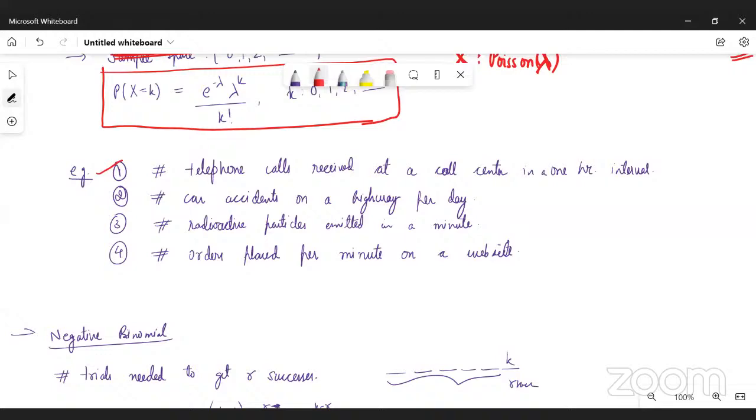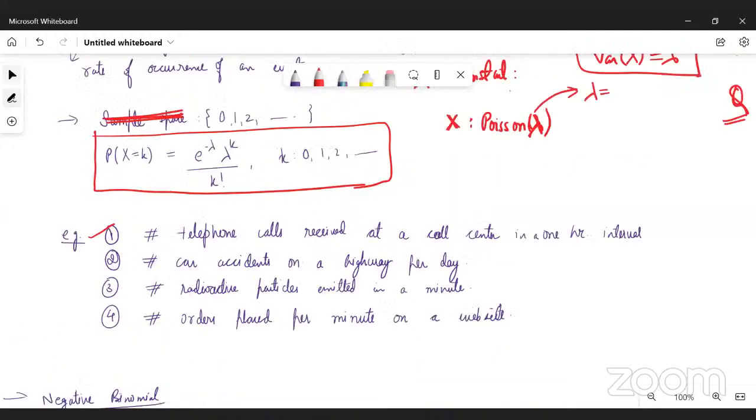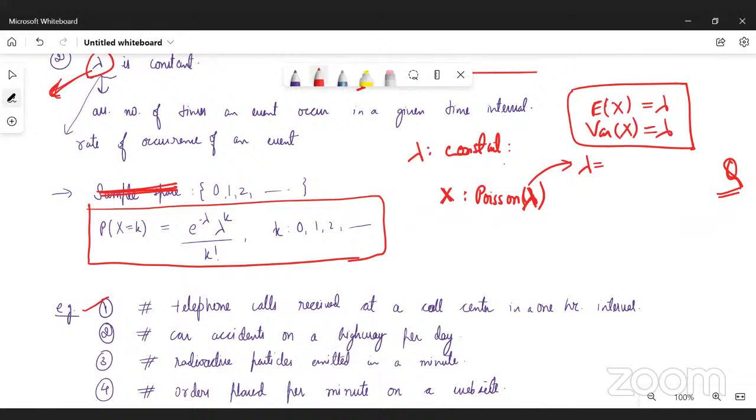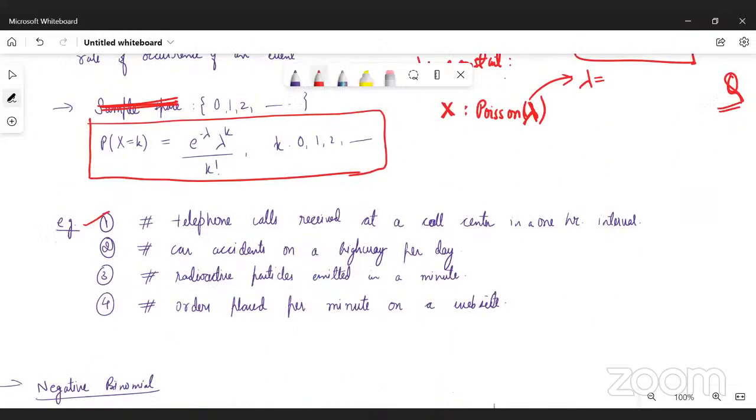So do you want to see some problems on Poisson distribution? No, ma'am, please move forward because we have wasted a lot of time. Madam, if you can solve one problem, it will be helpful, I guess. Just one. Yeah, one is fine.